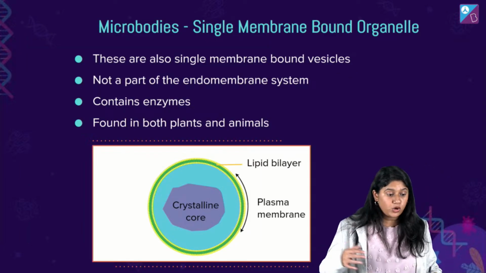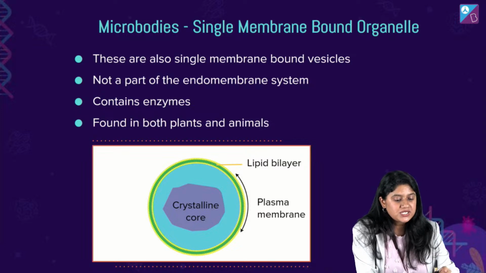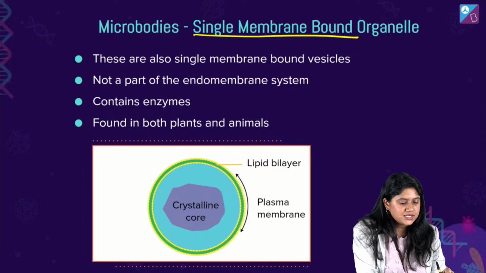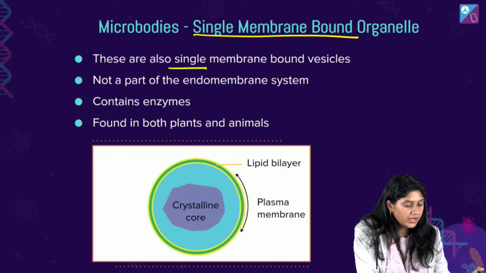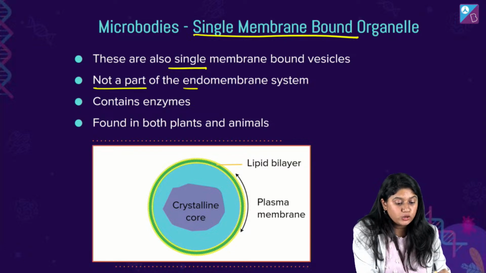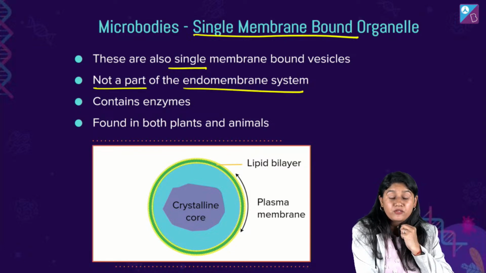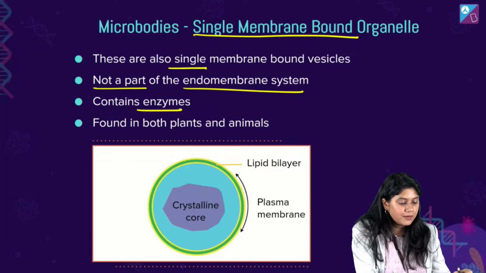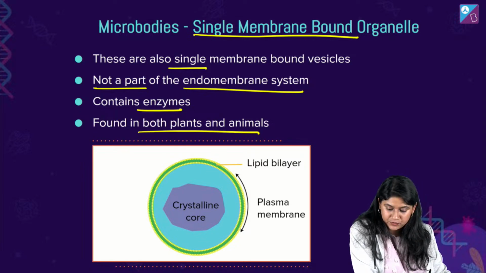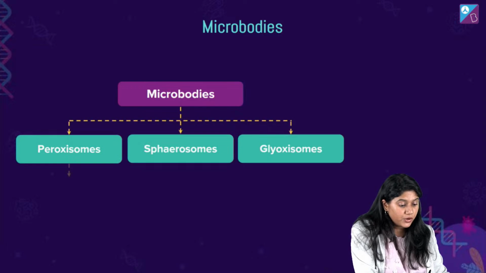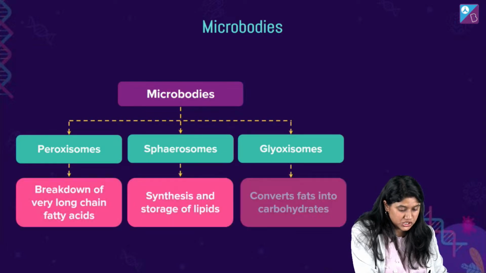And last topic, we have the microbodies, which are single membrane bound organelles. They are definitely not a part of the endomembrane system. They contain enzymes and are found in both animals and plants. What is more important, we have three important types, and this is a PYQ question.